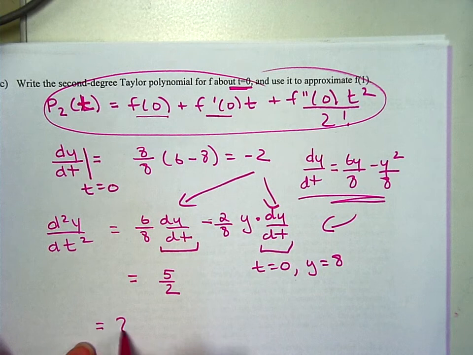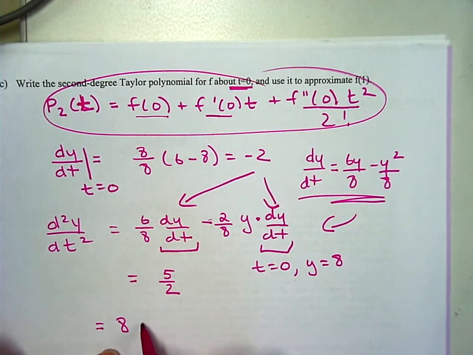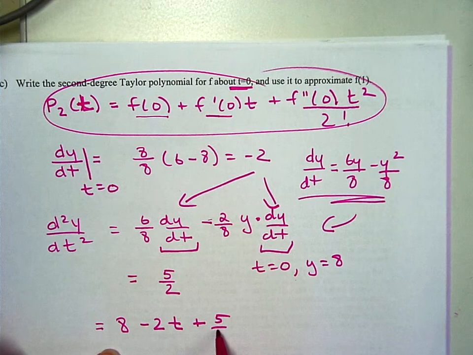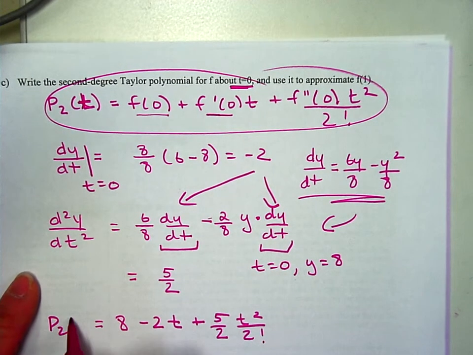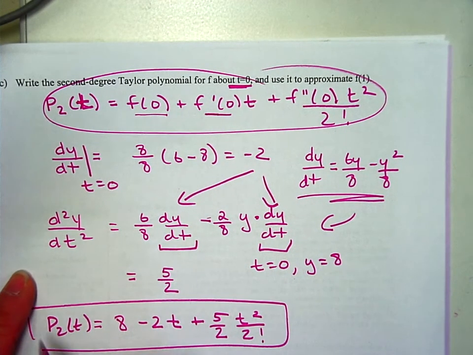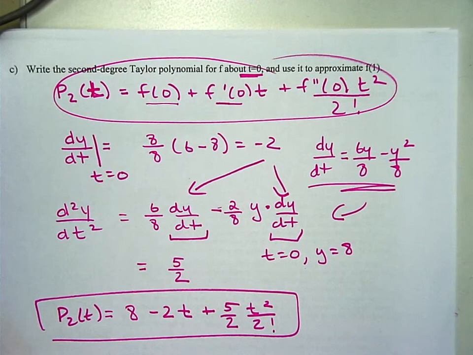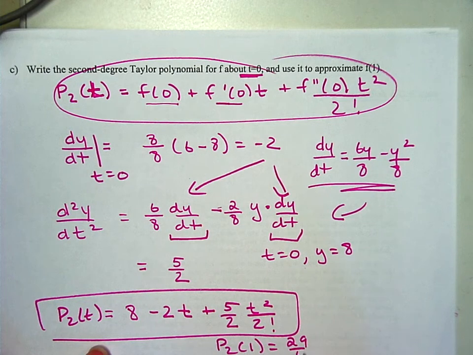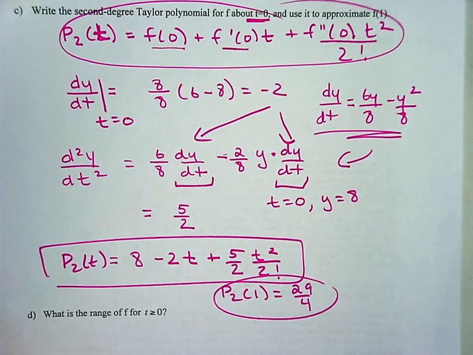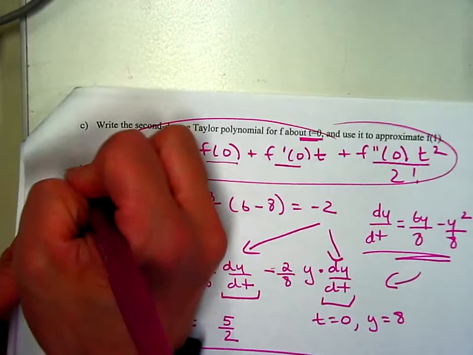So let's plug it in to my second degree polynomial. F of 0 is 8. My first derivative is -2 times t. My second derivative is 5/2 times t squared over 2 factorial. This is my second degree polynomial, and then they want you to use this to approximate f of 1. So if I plug in 1 for t, this becomes 29/4. Oops. Okay, and this is a 4-point question.